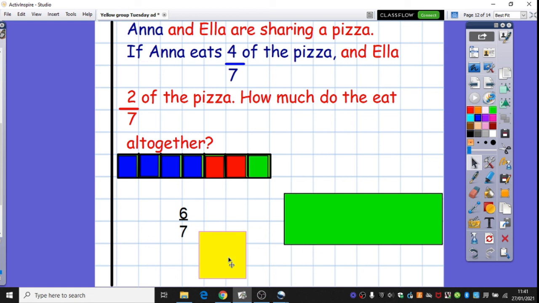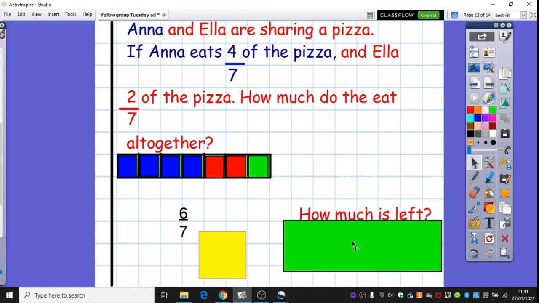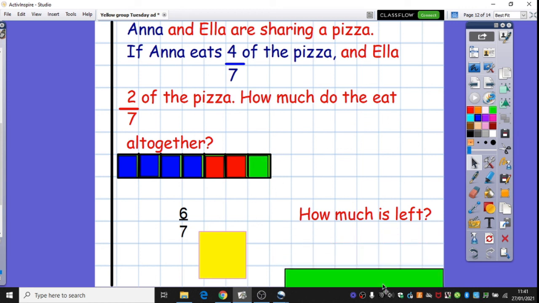As an extra challenge then, how much is left? Can we see here what fraction of our bar is left? And the answer would be 1/7. So we can actually go a step further, do a second step to the problem, using that bar model to show us that what's left over is 1/7.